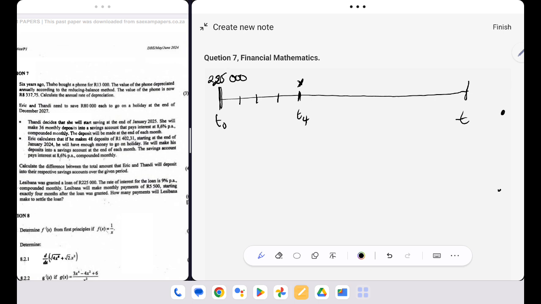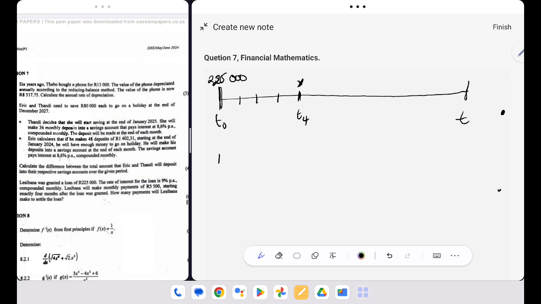Why am I saying that? Because as Lisibana missed payments, the value of the loan will accumulate interest. The debt will never be patiently waiting for her. It will never do that. Are we together? So for deferred annuities, just know that whenever you miss payments, the loan will accumulate interest.